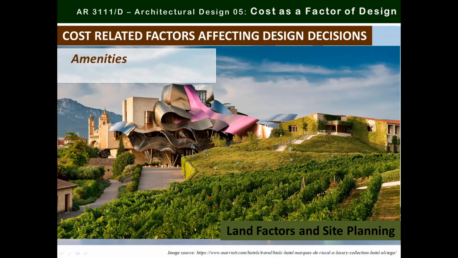Another land factor is the amenities. The quality and image of the amenities may be as important an economic factor to the user as cost. What types, if any, should be included? Where should these be located? Featured on the slide is the Hotel Marqués de Riscal, designed by Frank Gehry, located in the city of Wine. The hotel is juxtaposed amidst its on-site amenities of vistas and orchards as its main pull factor for guests.